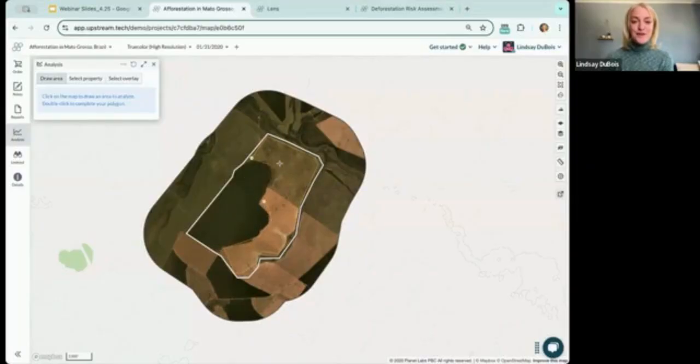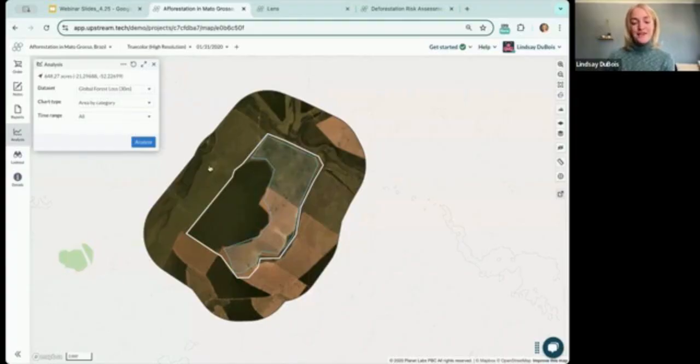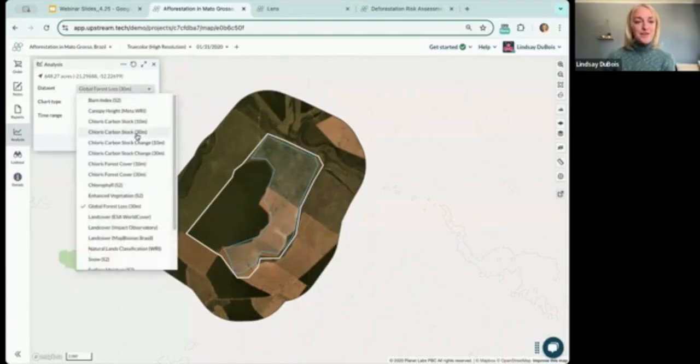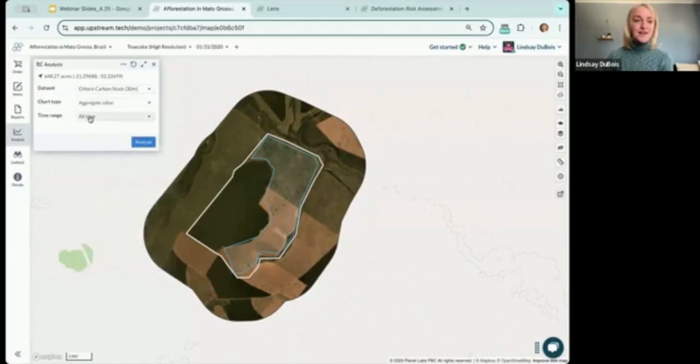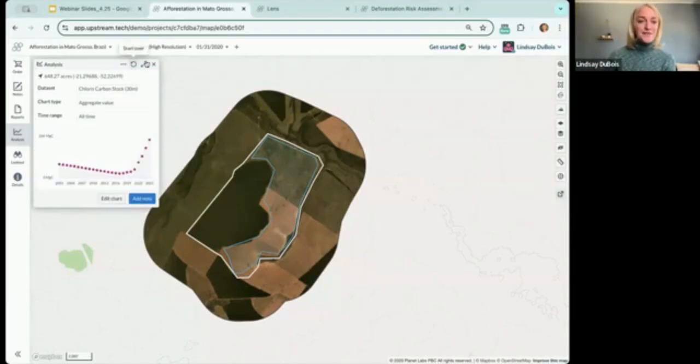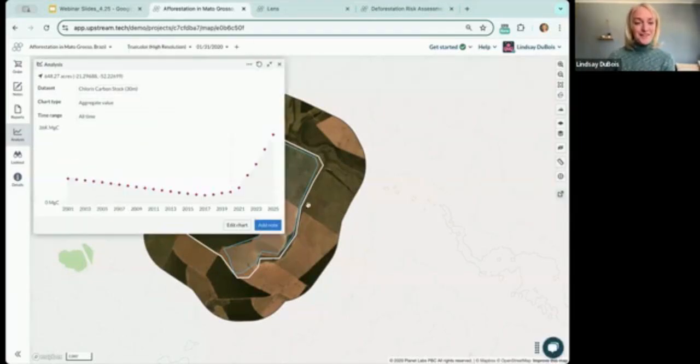So I'm doing this very quickly for the purposes of the demo. And you can see here, I've highlighted the surrounding area. I'm going to look at the Chloris 30-meter resolution carbon stock data set. I'm going to go back as far back as I can possibly go in time and click Analyze. And what I would see is something like this.